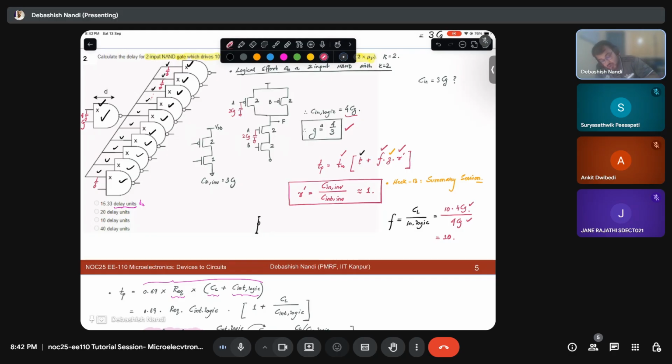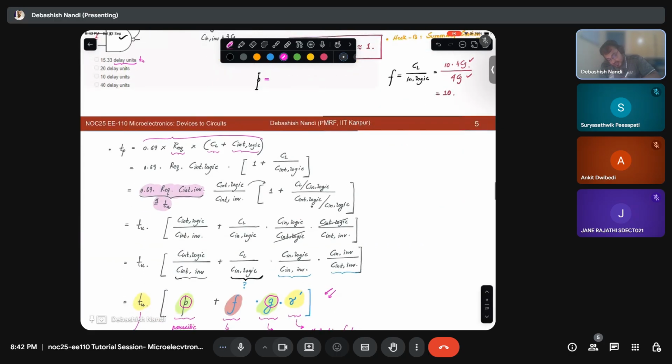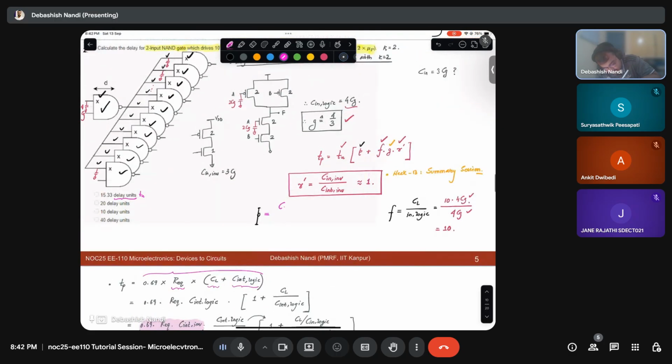So F, now you know. What is P? P is defined as C internal logic divided by C internal inverter. So that is the output capacitance. What is the output capacitance of the inverter? In the case of NMOS you will have CG, and PMOS you will have 2CG. So it will be 3CG.